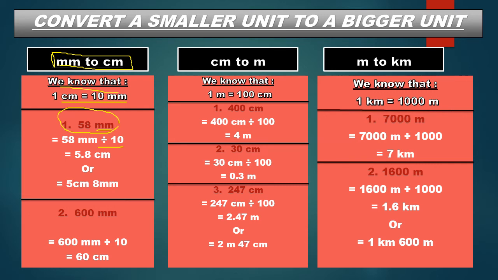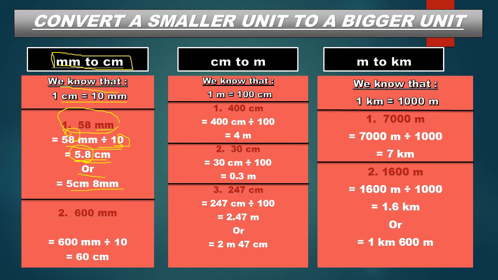Why will we do division? Because we are converting smaller unit to a bigger unit. So when we divide 58 by 10, the answer we will get is 5.8 centimeter. We have a decimal number here. How do we get it? When we divide any whole number by 10, but there is no decimal point here, it means the decimal point is written after the number. So here is the decimal point. Move this decimal point backward by 1 digit. Why one digit? Because we have 1 zero here. So the answer will be 5.8 centimeter. Or in other way we can write it like 5 centimeter 8 millimeter.